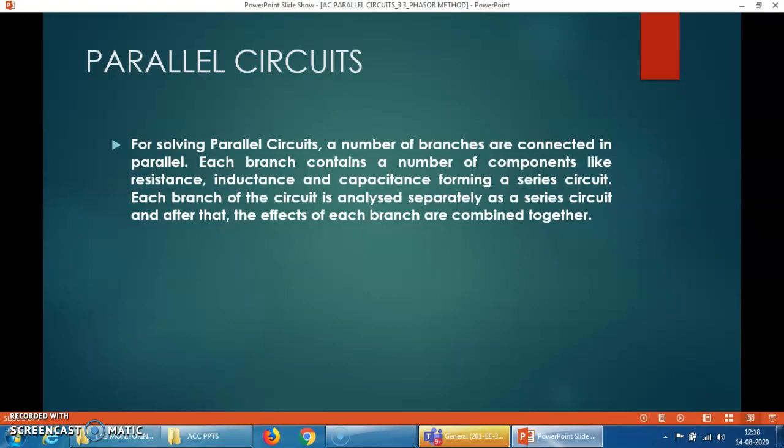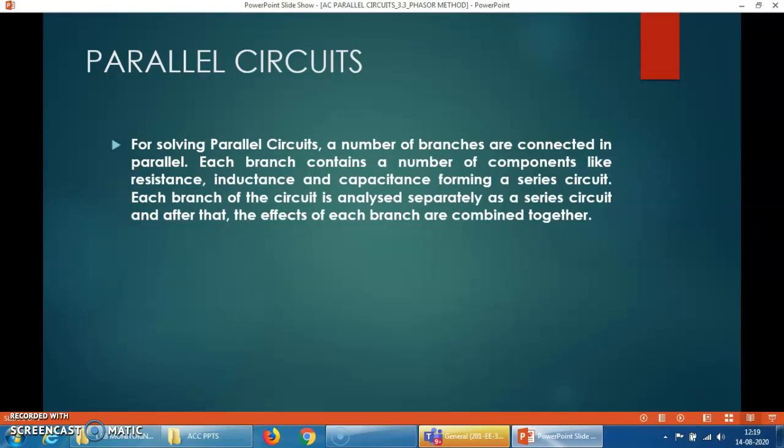Now see, what is a parallel circuit? A parallel circuit means a number of branches are connected in parallel. Each branch may contain a number of elements like a resistor, inductor and capacitor, forming a series circuit. Suppose there are three branches. One branch contains a resistor and an inductor, so it is called an RL series circuit. Another branch contains a resistor and a capacitor in series, the third branch contains only a resistor, and all three branches are connected in parallel.